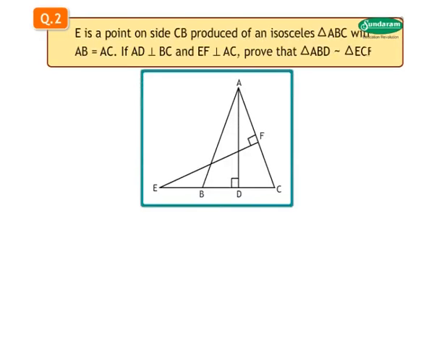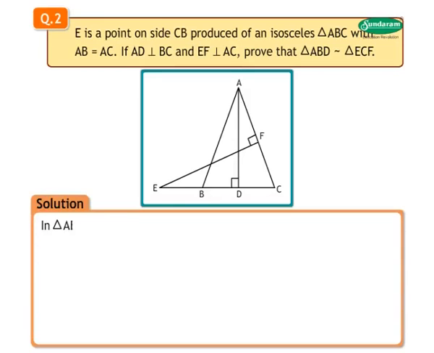Question 2. In the given figure, E is a point on side CB produced of an isosceles triangle ABC with AB is equal to AC. If AD is perpendicular to BC and EF perpendicular to AC, prove that triangle ABD is similar to triangle ECF.